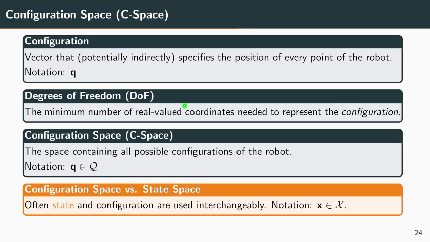Then the degrees of freedom, we don't really have a notation. And then the configuration space itself is this calligraphic Q, and any configuration is just an element of that set. So it's just a set that contains all the configurations. If we use the state space, then we often use this calligraphic X instead. Okay, so that's a very abstract and annoying definition.